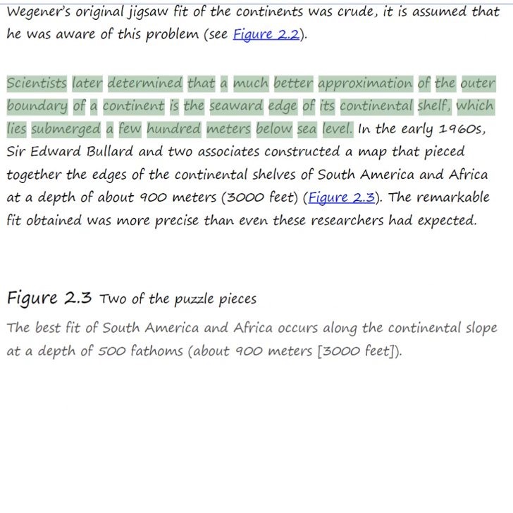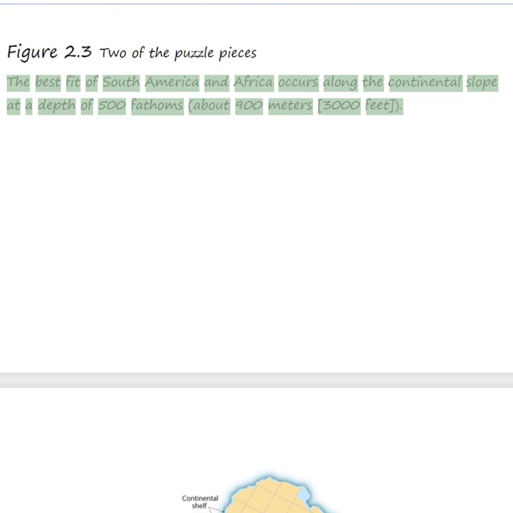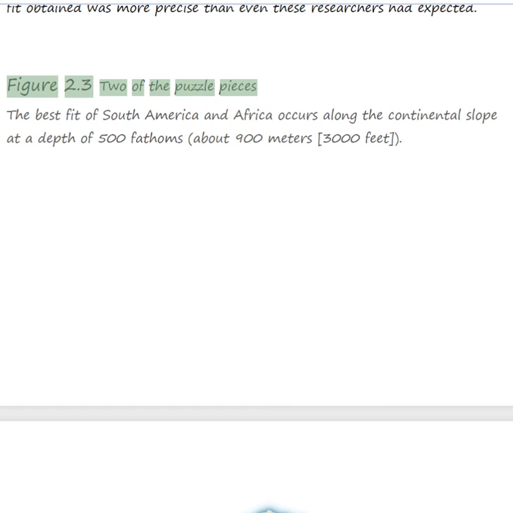Because Wegener's original jigsaw fit of the continents was crude, it is assumed that he was aware of this problem. Scientists later determined that a much better approximation of the outer boundary of a continent is the seaward edge of its continental shelf, which lies submerged a few hundred meters below sea level. In the early 1960s, Sir Edward Bullard and two associates constructed a map that pieced together the edges of the continental shelves of South America and Africa at a depth of about 900 meters. The remarkable fit obtained was more precise than even these researchers had expected. The best fit of South America and Africa occurs along the continental slope at a depth of 500 fathoms. Figure 2.32 of the puzzle pieces.